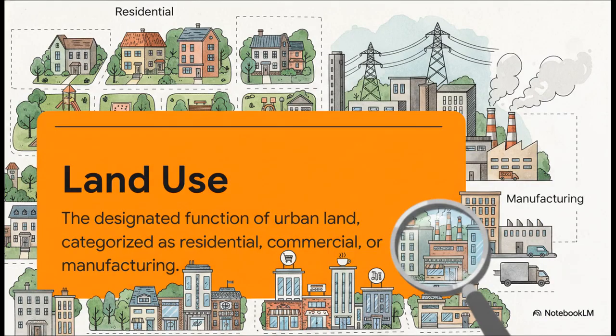And then you've got land use. This is simply the designated job for any given piece of land. Is it for living in? That's residential. Is it for businesses and shopping? We call that commercial. Or is it for making stuff? That's manufacturing. These categories are pretty much the primary way a city keeps itself organized.